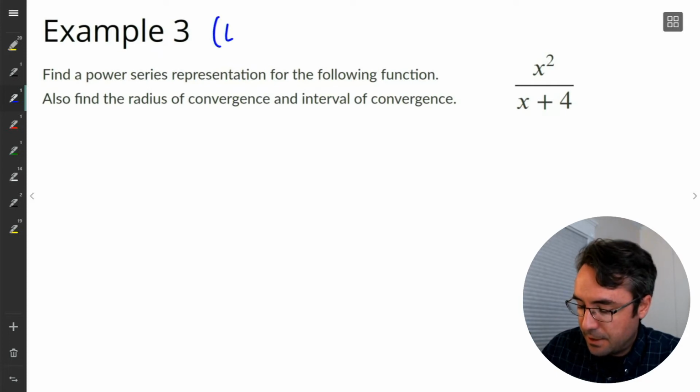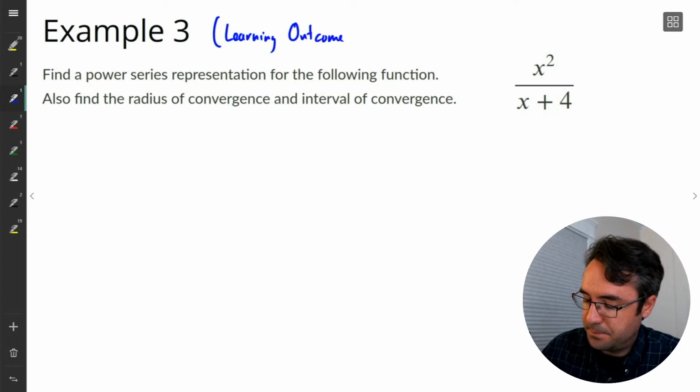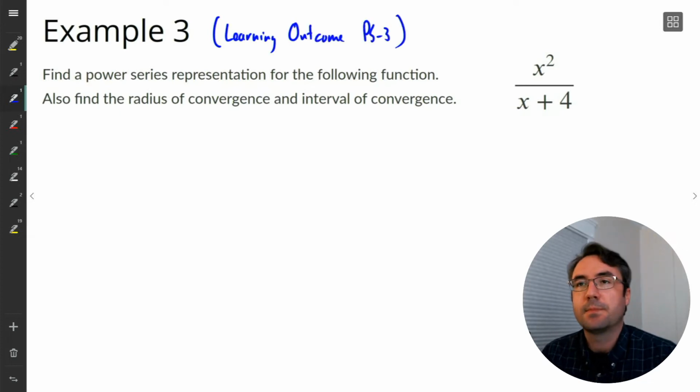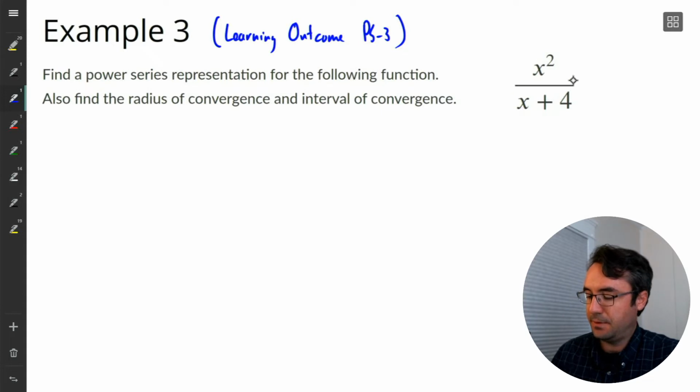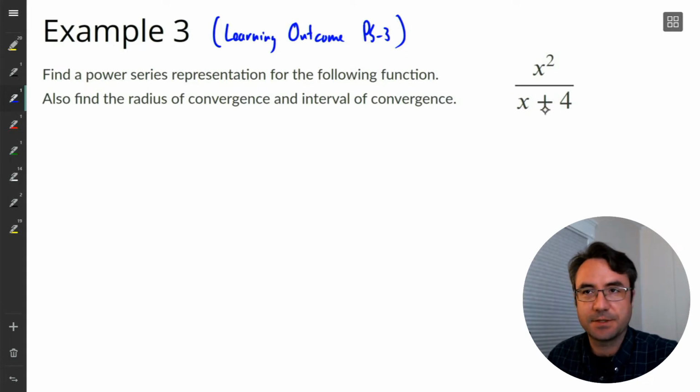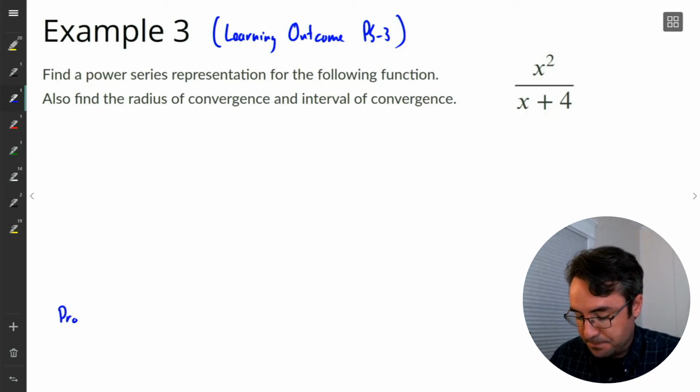And this is from Learning Outcome PS-3. So this is example 3. We did this one. We'll go through it again. But when we do these, especially these ones that are fractions, these rational function type things, we want to have in mind one prototype power series representation that we can use to find a lot of other power series representations for other functions. So let's just remember that.